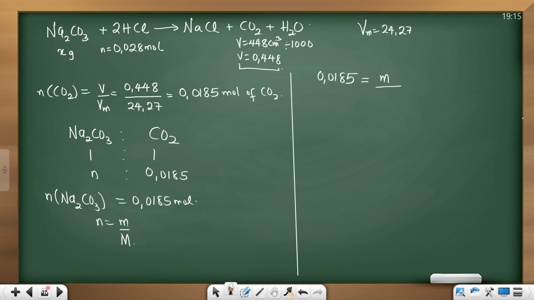We don't know the mass. Now, what is the molar mass of sodium carbonate? Sodium is 23 times 2. Carbon is 12. And oxygen is 16 times 3.